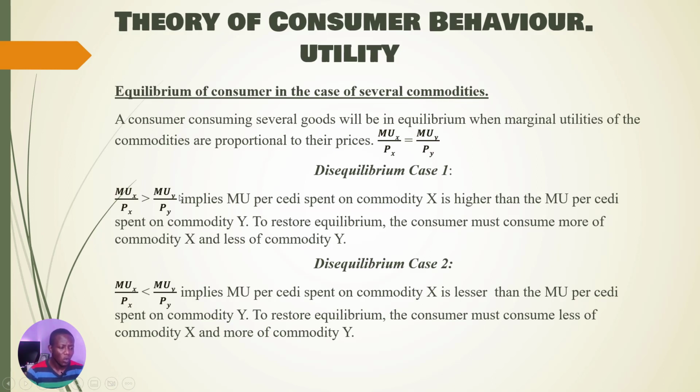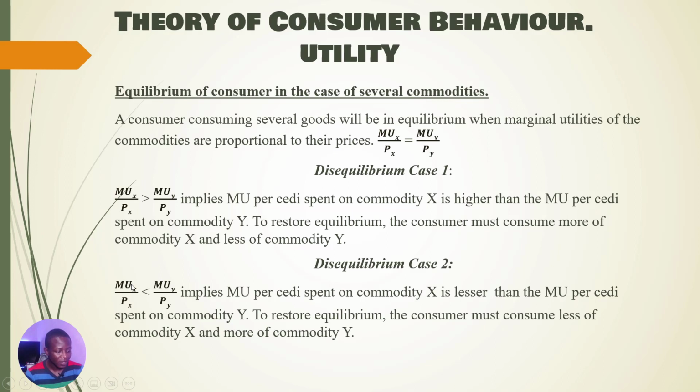So to restore equilibrium, the consumer has to consume more and more of commodity X. As he keeps consuming more of commodity X, the marginal utility of commodity X begins to fall. It will fall to a point where the marginal utility derived from commodity X will be equal to the marginal utility derived from commodity Y. And in that instance, we restore the equilibrium condition.